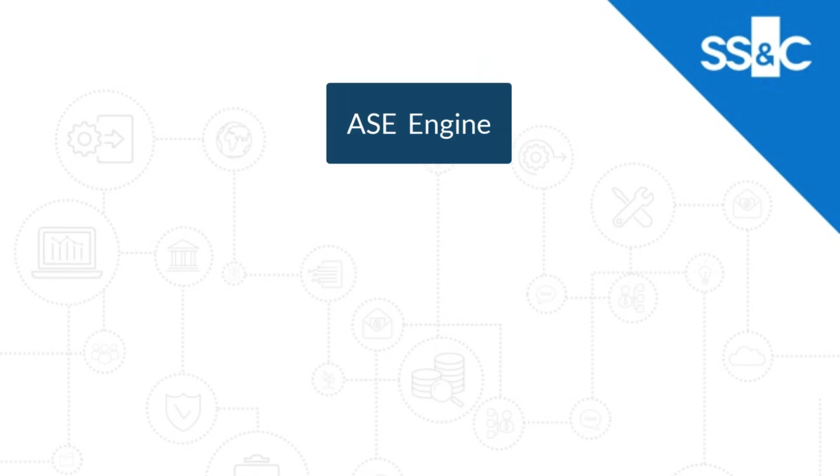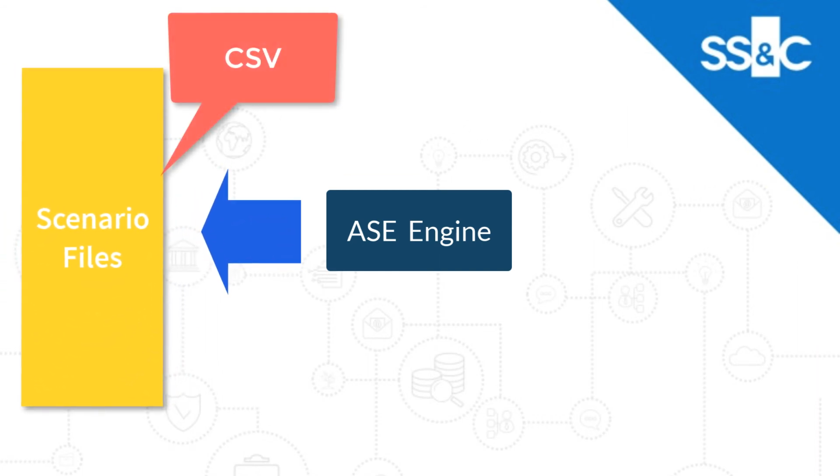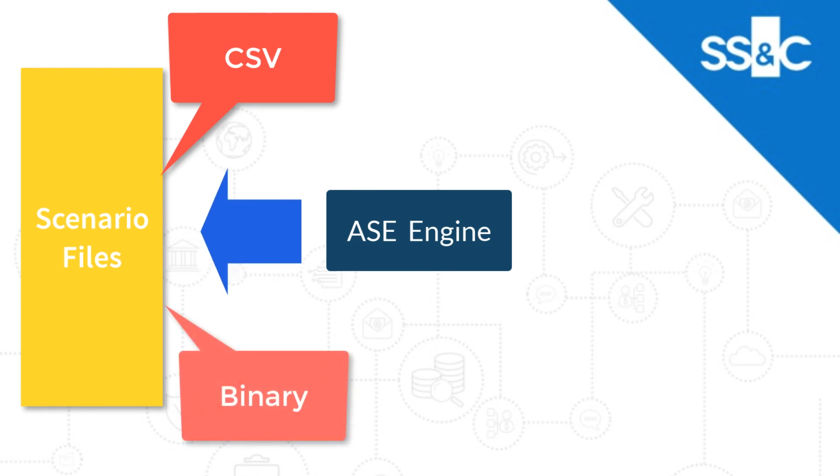At the center of ASE, we have the ASE engine. The ASE engine is used to generate scenario files. Scenario files can be either CSV or binaries. While it's easier for someone to check CSV files, bear in mind that RiskWatch handles binary files much better.